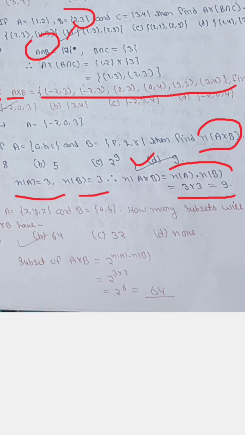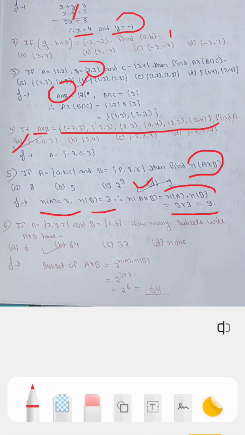Now the next question: if A equals the set {x, y, z} and B equals {a, b}, how many subsets will A cross B have? How to find the number of subsets? For the Cartesian product of two sets A cross B, the number of subsets is 2 to the power n(A) into n(B). In set A, the cardinal number is 3 elements and the cardinal number of B is 2 elements. Now we put 2 to the power 3 into 2, so 2 to the power 6. We know that 2 to the power 6 is 64. So option B is correct.